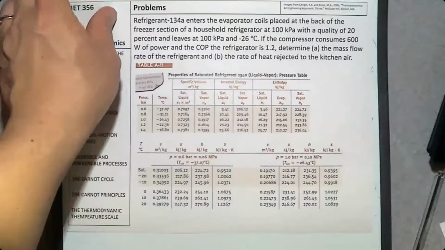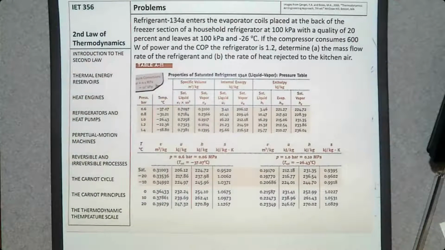Here is the last problem. Refrigerant 134 enters the evaporator coils placed at the back of the freezer section at 100 kilopascal with a quality of 20% and leaves at 100 kilopascal and minus 26 degrees Celsius. If the compressor consumes 600 watts of power and the COP is 1.2, we want to determine the mass flow rate and the rate of heat rejection to the kitchen air. Okay, let's do that.